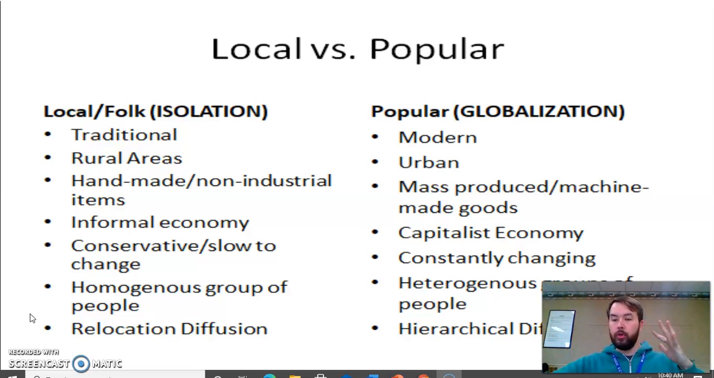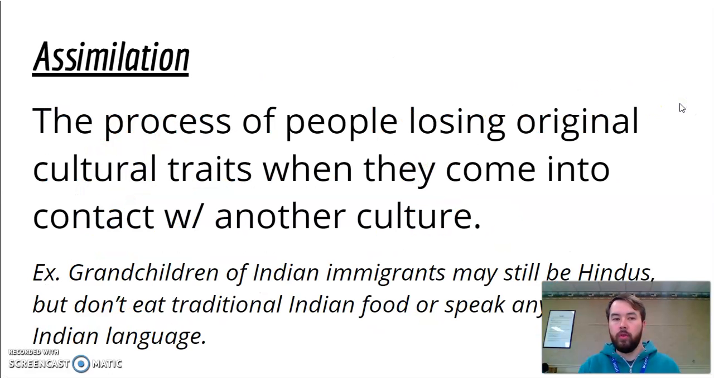So different groups of people, different races, ethnicities, genders, lifestyles, nationalities, can all experience pop culture, not so much in localized or folk culture. And popular culture spreads through hierarchical diffusion. We're going to learn about a couple new vocab terms today and read a little excerpt to look at an example of that. The first term is assimilation.